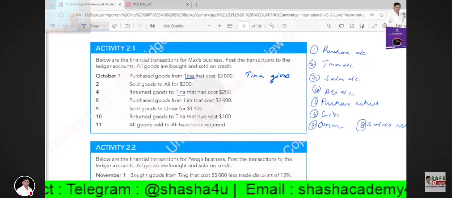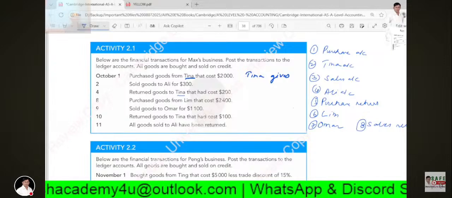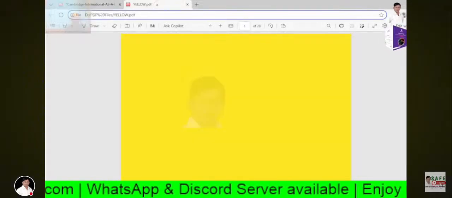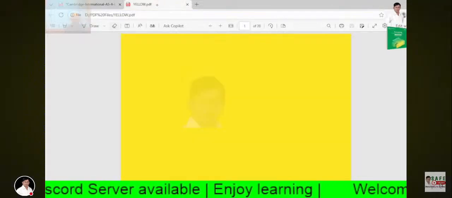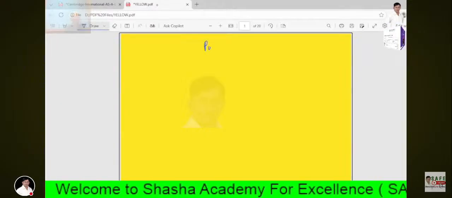So let us proceed. So let us start with purchase account. So what is the answer in the textbook? You see, just one simple thing you are taking so much of time.